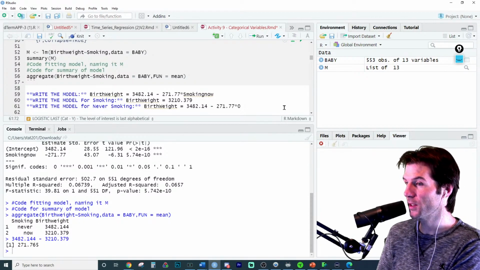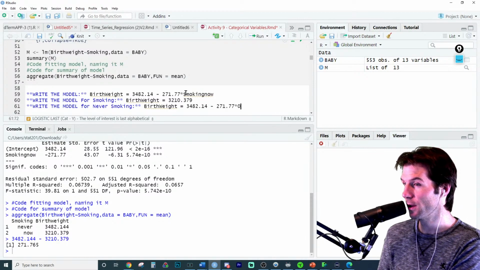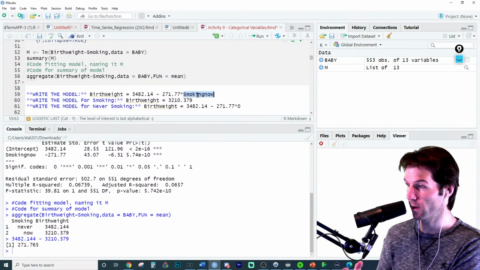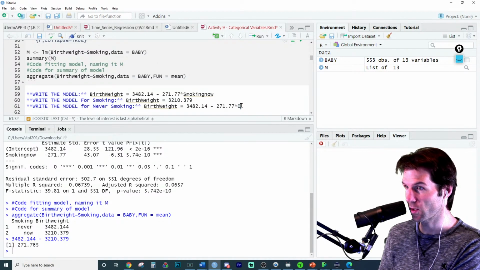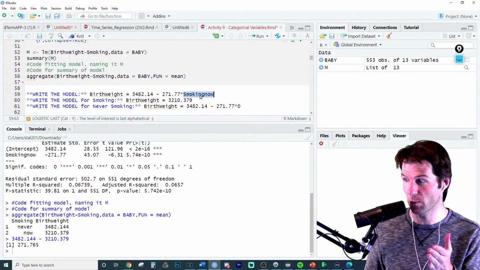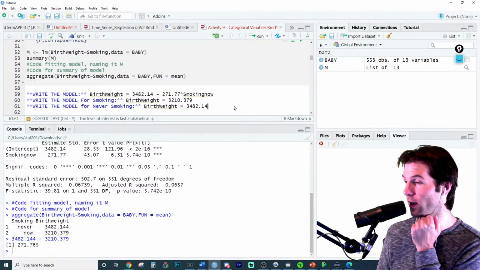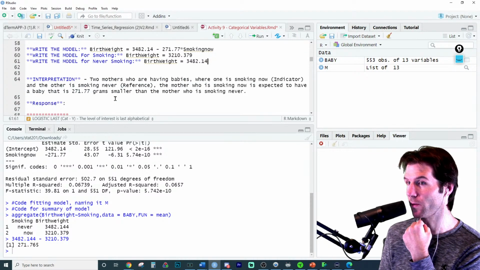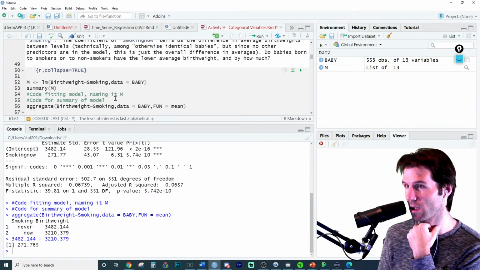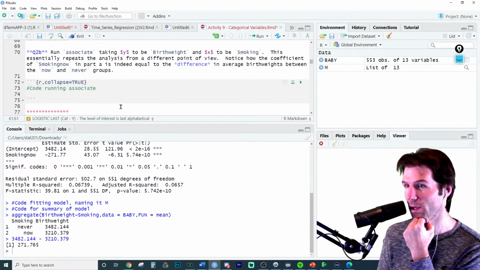We're showing how to write the implicit lines right now by plugging in the values of the indicator as 0s or 1s. These can only take on values of 0 or 1 if they're an indicator variable. Now we're plugging in the mother is never smoking. We have a 0 for smoking now because they're not smoking now. So we plug in a 0 and we get the mean of the never group right here. We wrote out the full equation and interpreted it, and we've got all the coefficients. Ask any questions you have.